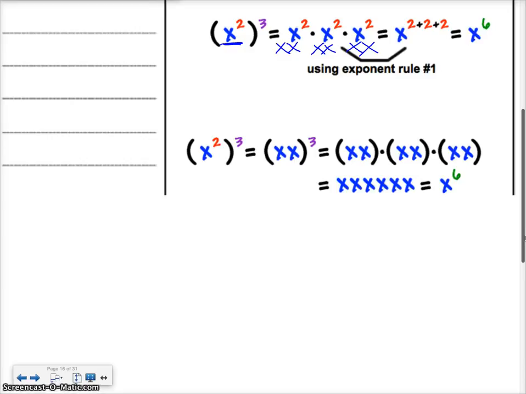Now, of course, you don't ever have to expand it out. That's where it comes from. That's the foundation where all of this comes from. When you think about it, what did I really do to the 2 and the 3? I multiplied. I went x to the 2 times 3, which is x to the 6. That is the power to a power property.